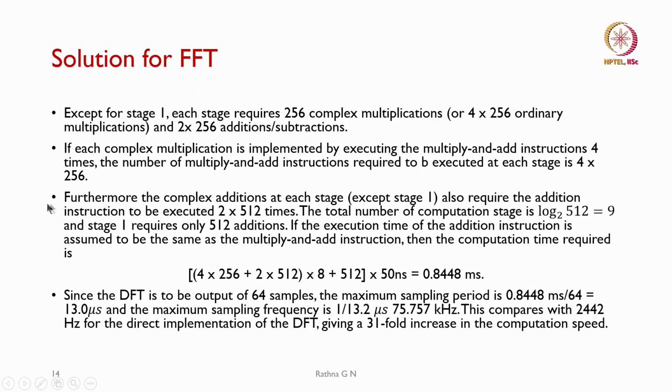It has to be executed. Further, the complex additions at each stage except stage 1 also require an addition of 2 into 512 times, we said additions. So, the total number of computation stages is log 2 512, which is nothing but 9 stages, what we want, we have it. And we said in stage 1 we do not need any complex multiplication. So, we need 512 additions in this case.